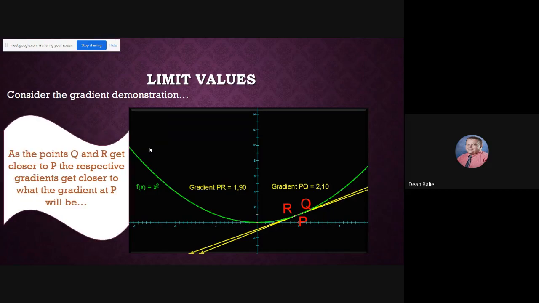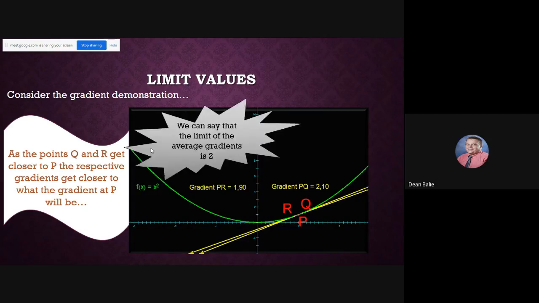So that's just a summary of what I've just said. As the points Q and R get closer to P, their gradients got closer and closer to what we expect the gradient at P to be. So we can say that the limit of the average gradients is 2. Remember the robot demonstration? As it got closer and closer to the wall, we said that the wall was the robot's limit. It was something it was going to get closer and closer to, but never reach, like an asymptote.